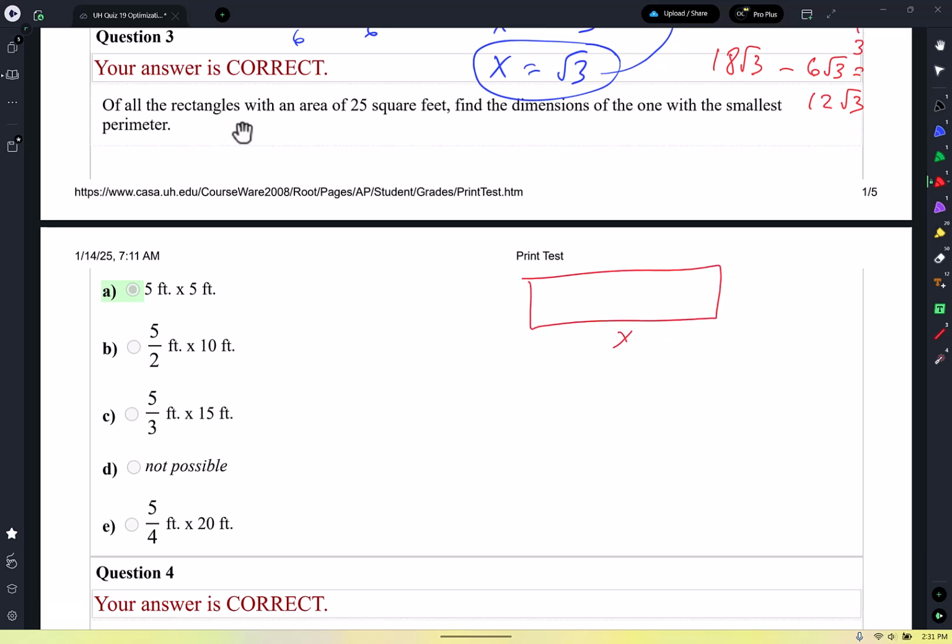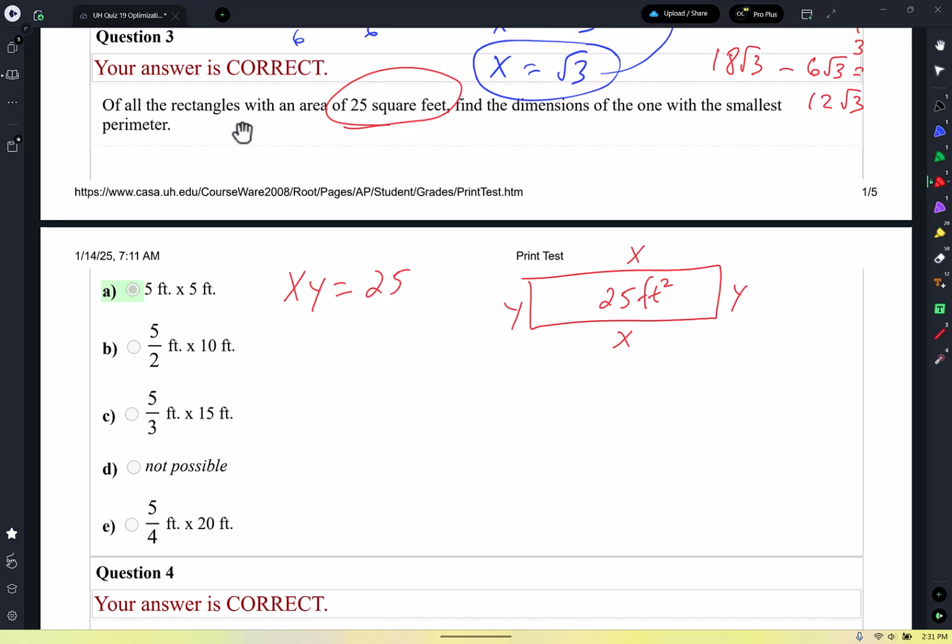And I'm going to call this X. I'm going to call this X. And I'm going to call this Y. And I'm going to call this Y. Charles, why do you call that X, X, and the Y, Y? Anything that's horizontal, I'm going to call X. Anything that's vertical, I'm going to call Y. How much area do I have? So that's my restriction. So I'm going to say X times Y equals 25.